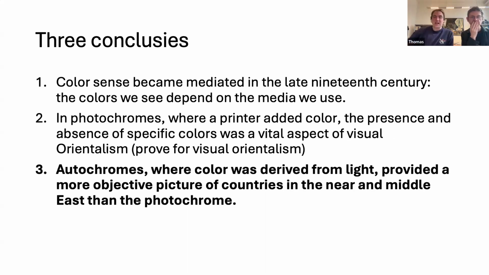So in the end, autochromes, where color was derived from light, provided in fact a more objective picture of countries in the Near and Middle East than photochromes. And this goes against the general direction of the historiography, right? Where they say, okay, photography does not provide a more objective picture of the Orient. It is in fact a continuation of the tradition of painting. So here we see that autochromes, where light gives the picture's colors, do in fact present a more neutral picture of the world. Right. So these are our main conclusions.